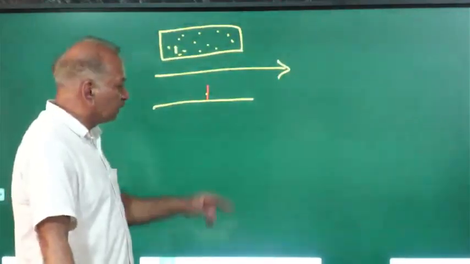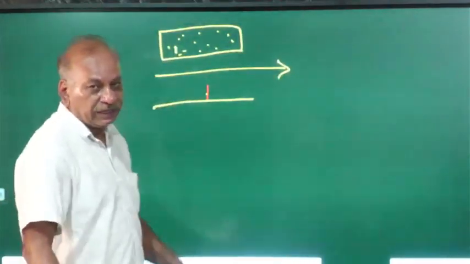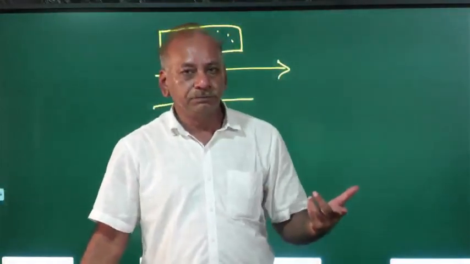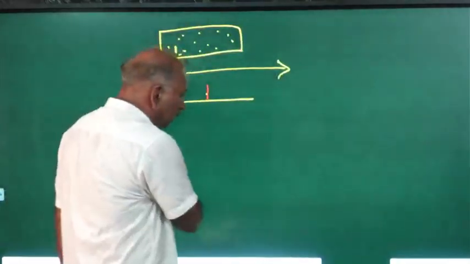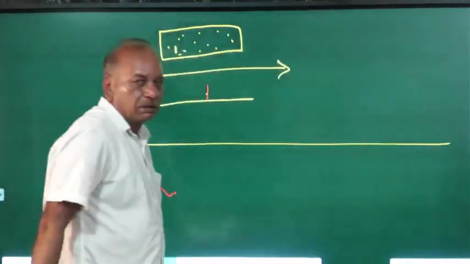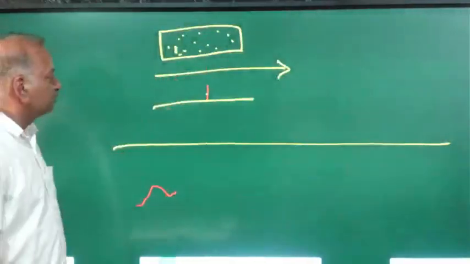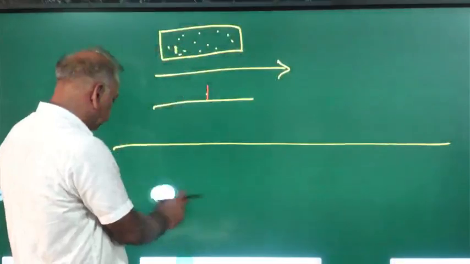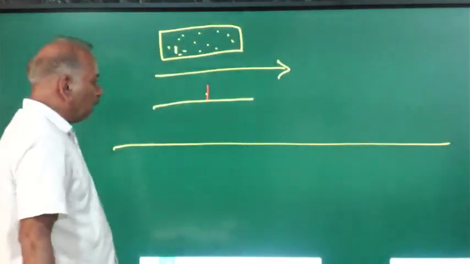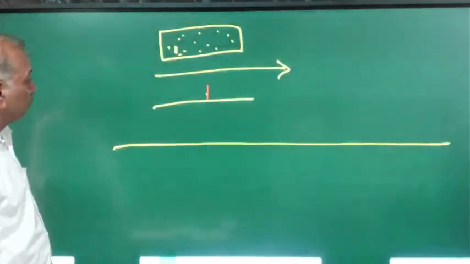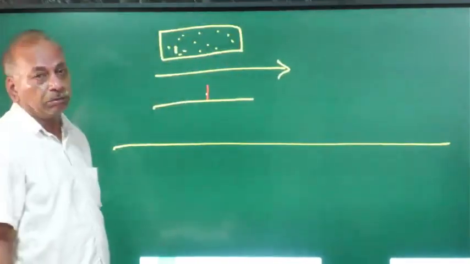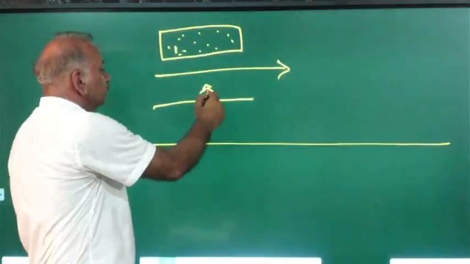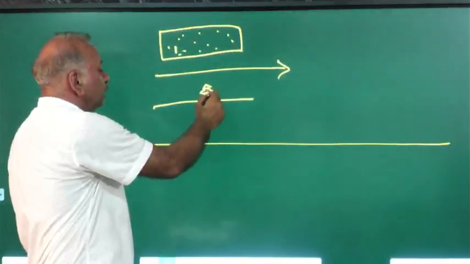But for the person who is located on the platform, the train is coming and going zing, and the boy is also moving with the speed of the train, right? What will be the trajectory of the ball as observed by this person who is staying on the platform?